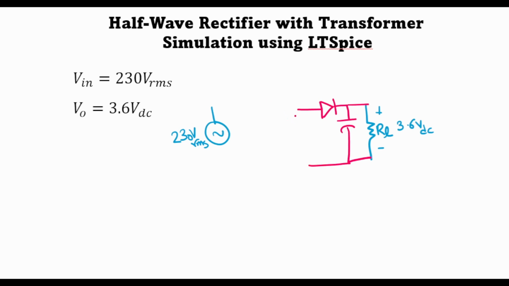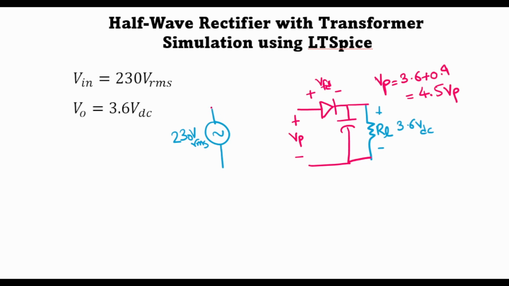So the first thing we need to find out is the peak voltage which appears at the input of the half-wave rectifier, and this we can easily find out because this peak voltage will be nothing but the forward drop of the diode plus the output voltage. This would be 3.6 plus the forward drop, which is in the range of 0.7 to 1 volts, so we will take it as 0.9, and this will give me the peak voltage at the input as 4.5 volts peak.